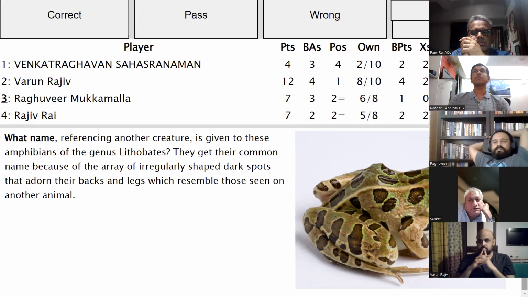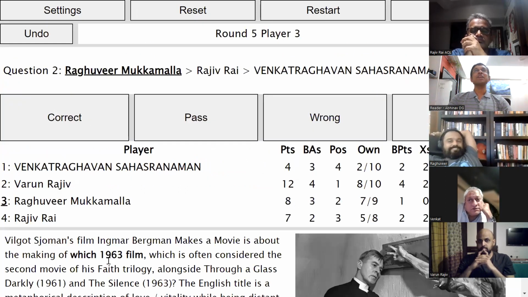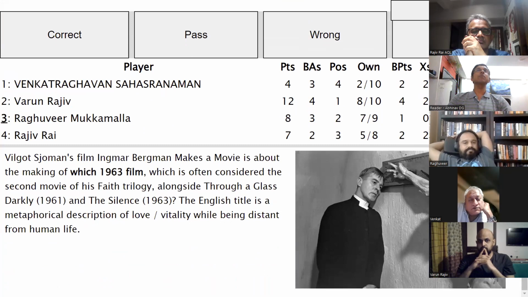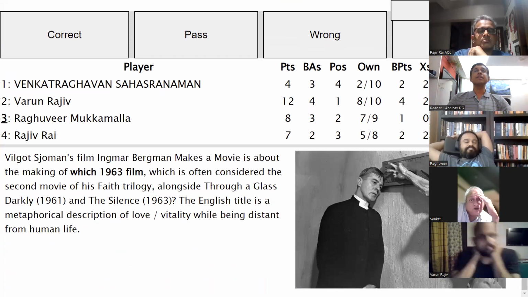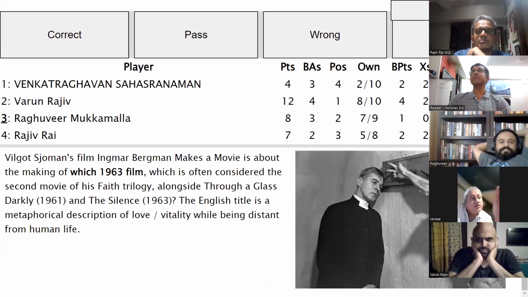Leopard frog. Yeah, that's all. Leopard frog is correct. Just see what it looks like, and that's it. Your next question. Vilgot Sjoman's film Ingmar Bergman Makes a Movie is about the making of which 1963 film, which is often considered the second movie of his Faith trilogy alongside Through a Glass Darkly and The Silence. The English title is a metaphorical description of love or vitality while being distant from human life.